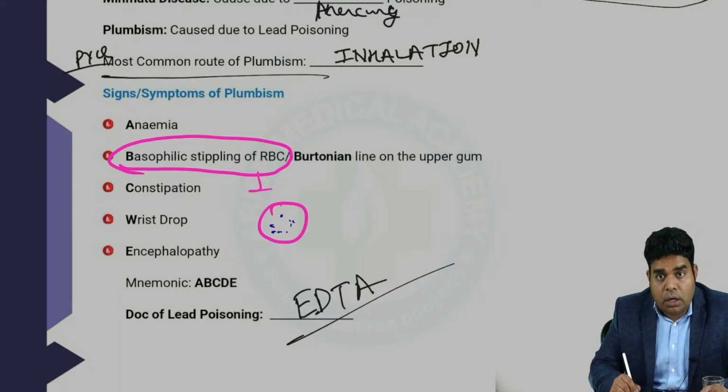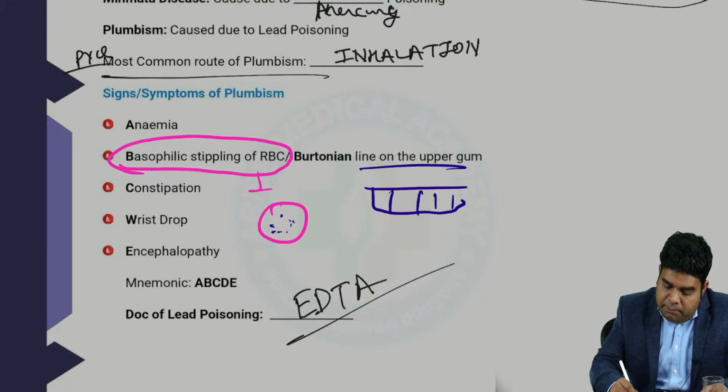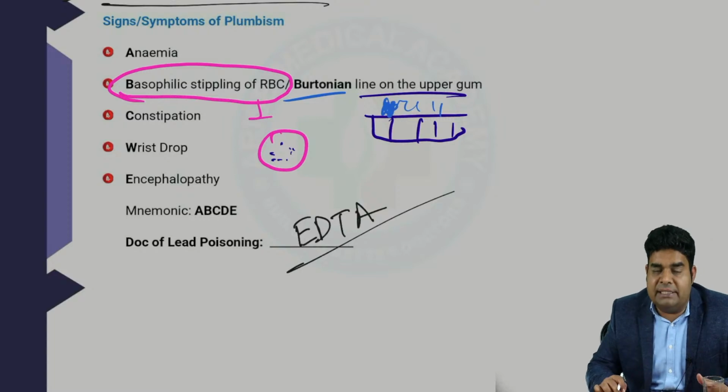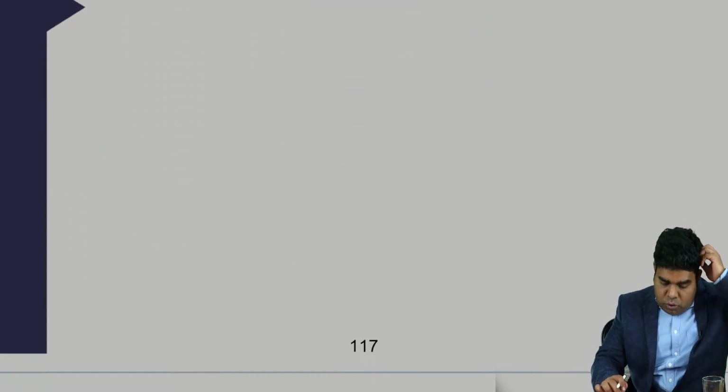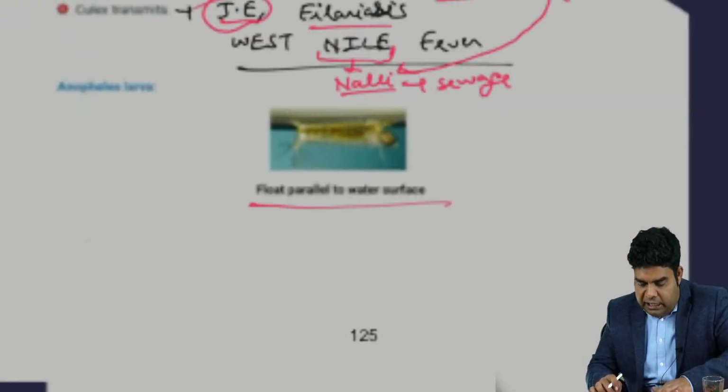Okay. And Burtonian line means on the gum. These are teeth, suppose, and this is the gum. On the gum, there is a blue lining. That is Burtonian line. Both occur in lead poisoning, and the drug of choice for lead is EDTA. Okay. So that's all from occupational health. Now we can revise entomology.